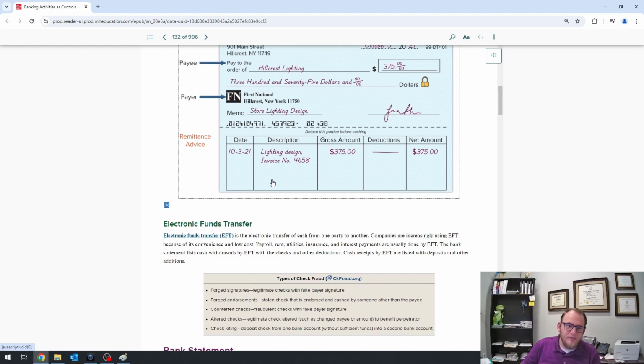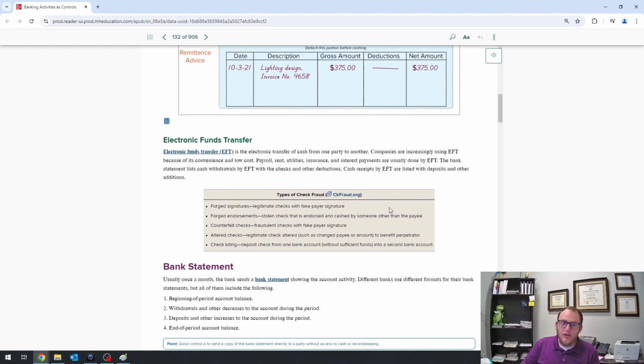So that is a very important key to these checks, and the remittance advice is an optional portion of the check. Banks also allow for electronic fund transfers. This is completely electronic, where it's just movement of money from one account to the other. It works very similar to a check, except there is no physical check. It is all done digitally.